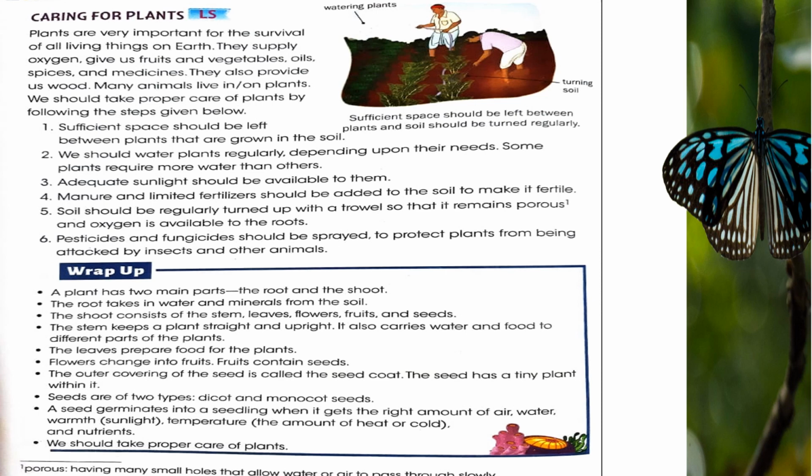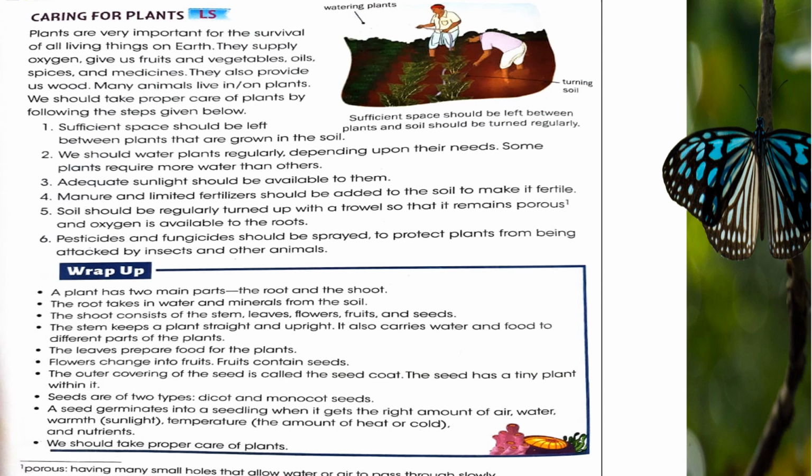First, sufficient space should be left between plants that are grown in the soil. Second, we should water plants regularly, depending upon their needs. Some plants require more water than others. Third, adequate sunlight should be available to them. Fourth, manure and limited fertilizers should be added to the soil to make it fertile.